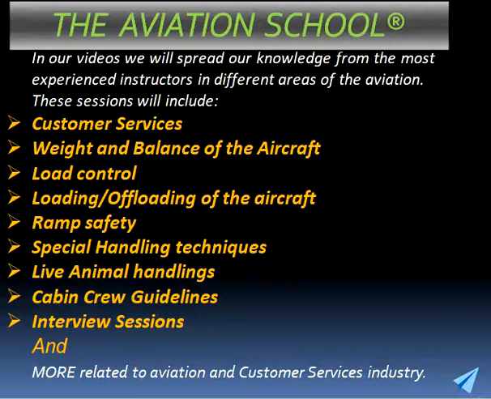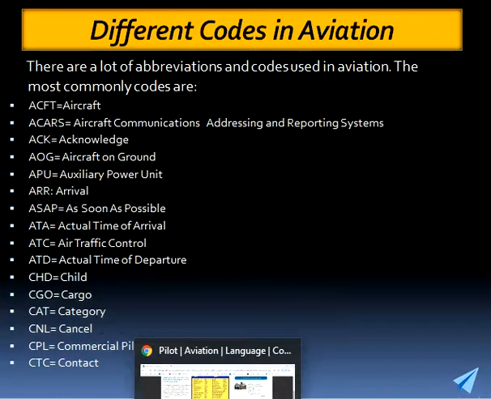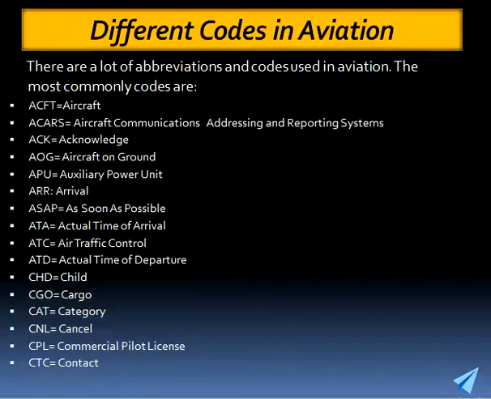So let's start from the very beginning and some very basics of aviation. So here are some different codes in aviation which we normally use. You can see there are a lot of codes and abbreviations in aviation which we use, not only in our verbal communication, but also when we are sending telexes and emails.